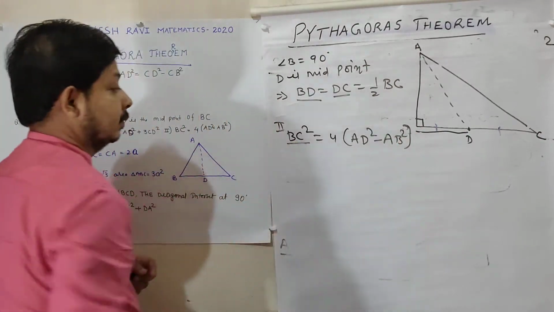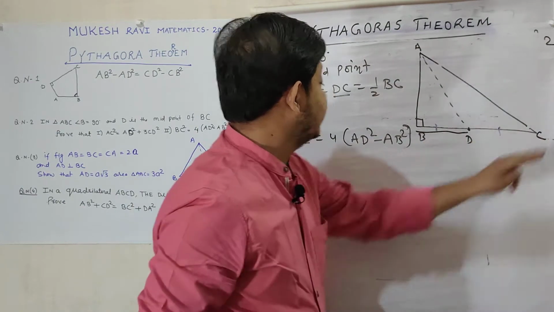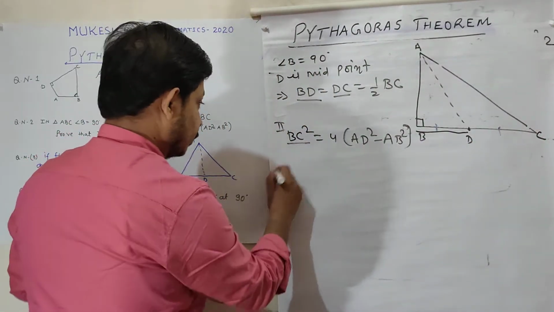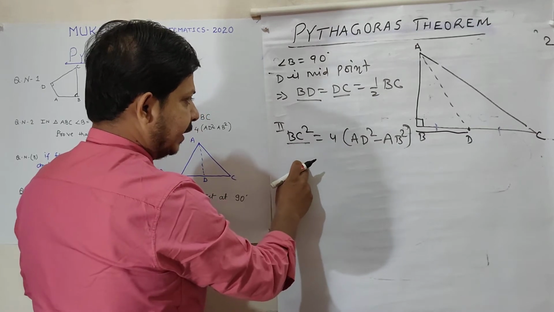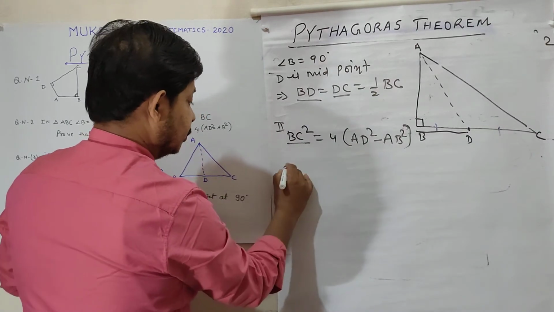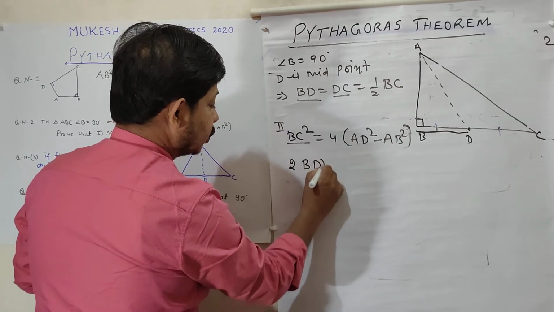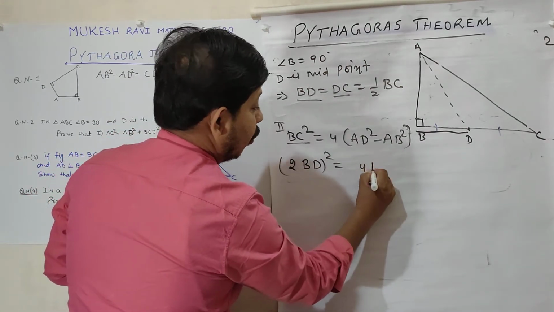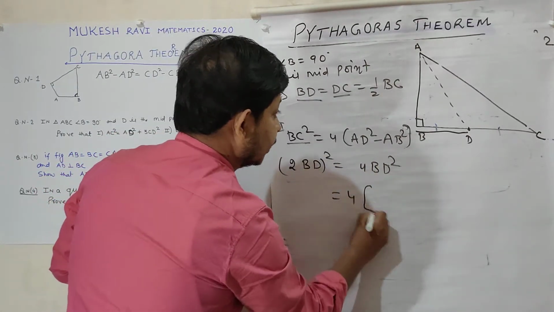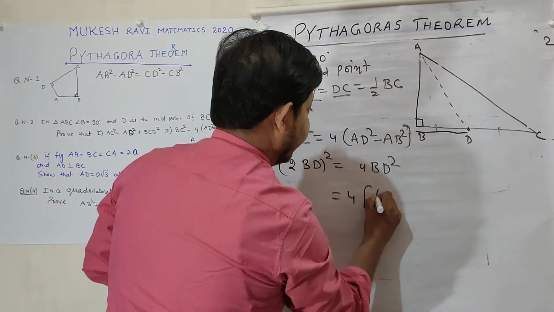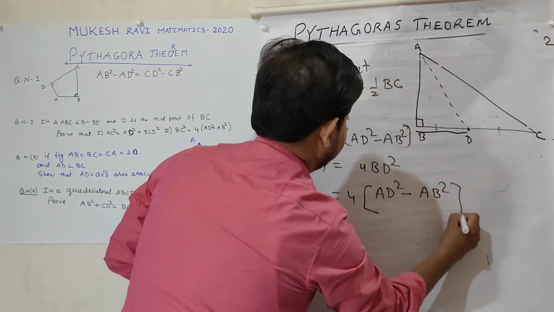Suppose this BC. BC is what? BC we will write here 2 of BD whole square is equal to 4 BD square. Now for BD, what is BD? BD is AD minus AB whole square. Check. Proof.